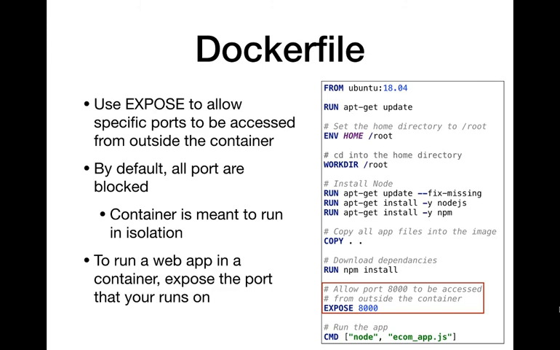Is exposing a port. So Docker containers are meant to run in isolation. So if we do want any outside interaction with this container, we're going to have to explicitly say that. So expose 8000 says port 8000 of this container is allowed to be accessed from outside of the container. If I don't expose that port, I'm not going to be able to access my container. Since we're using containers to run web apps, it's a pretty important line.